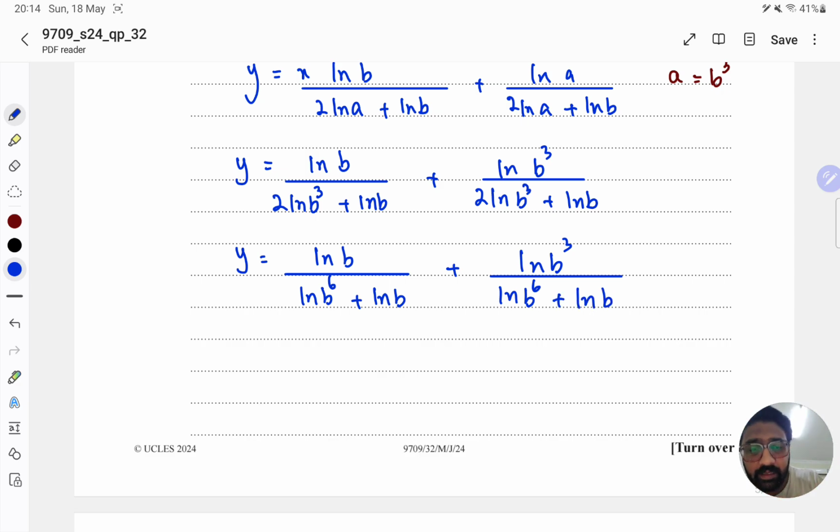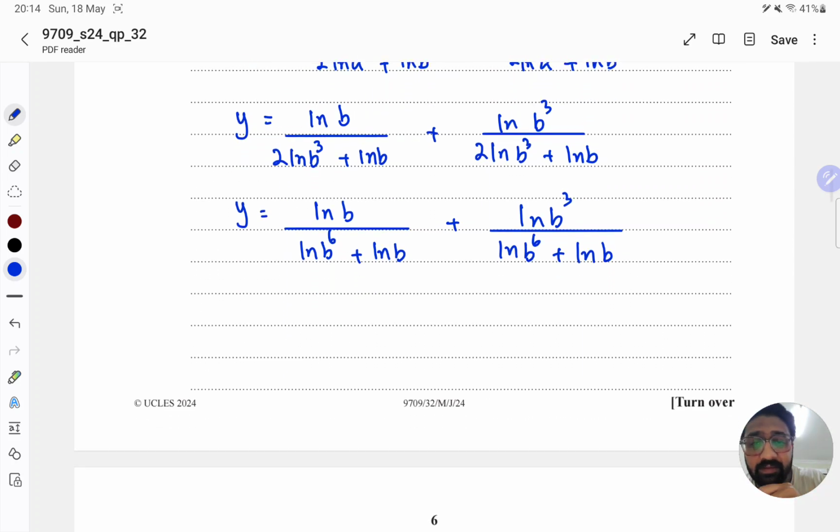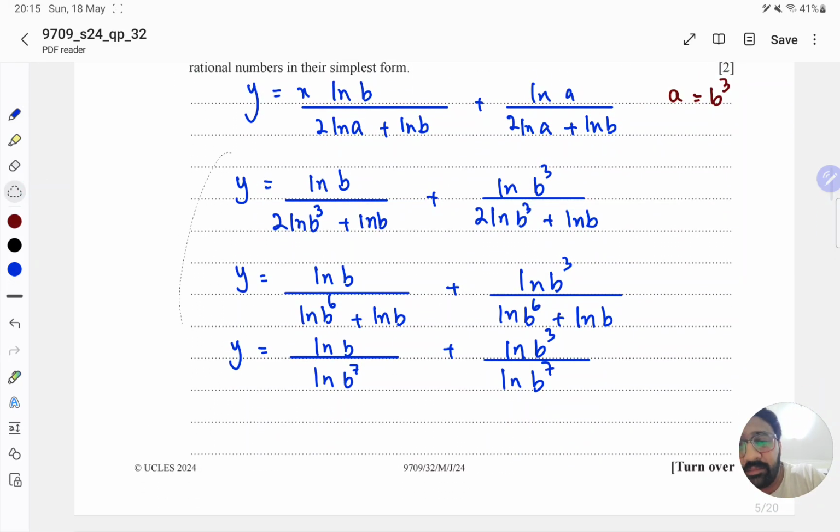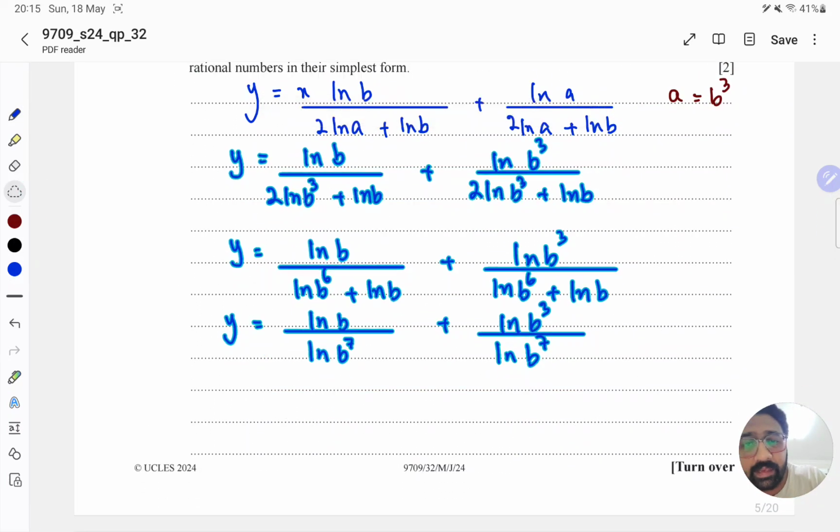Now they are adding, so the two logs will multiply. So b power 6 multiplied by b will be b power 7. So it will be y equals ln b divided by ln b power 7 plus ln b power 3 divided by ln b power 7. Now the power we can bring before the ln.